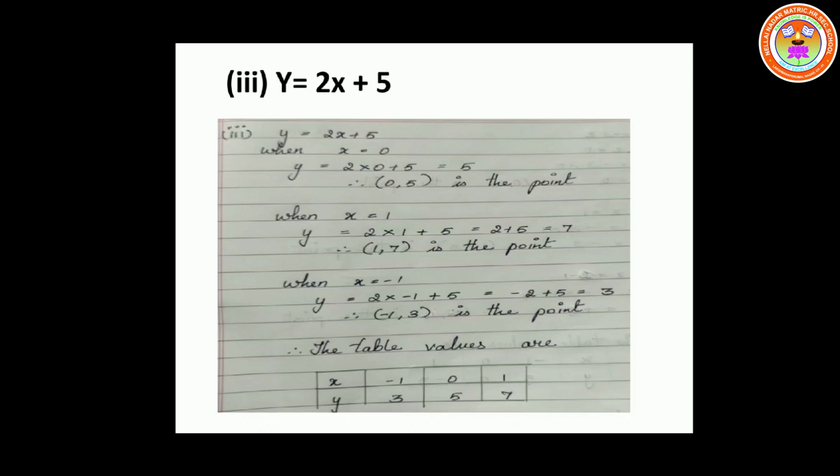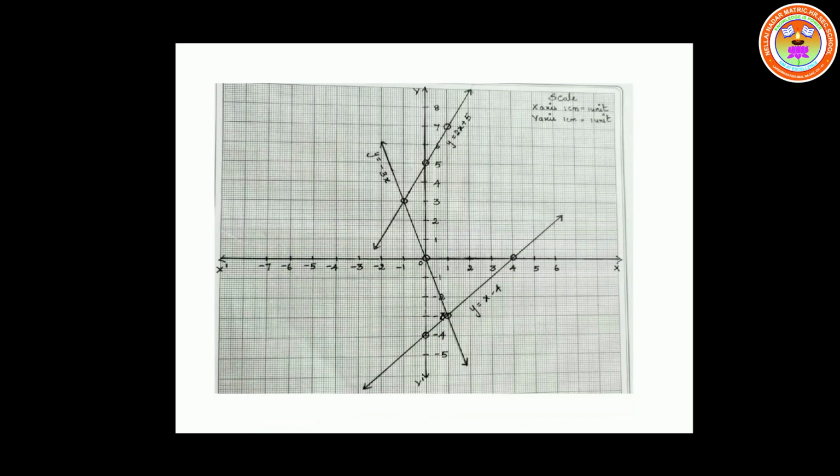The table values are: when x is equal to minus 1, y is equal to 3. When x is equal to 0, y is equal to 5. And when x is equal to 1, y is equal to 7. So I have got the 3 table values. Now I am going to draw the graph for the 3. So what I have done is I plotted all the 3 graphs.